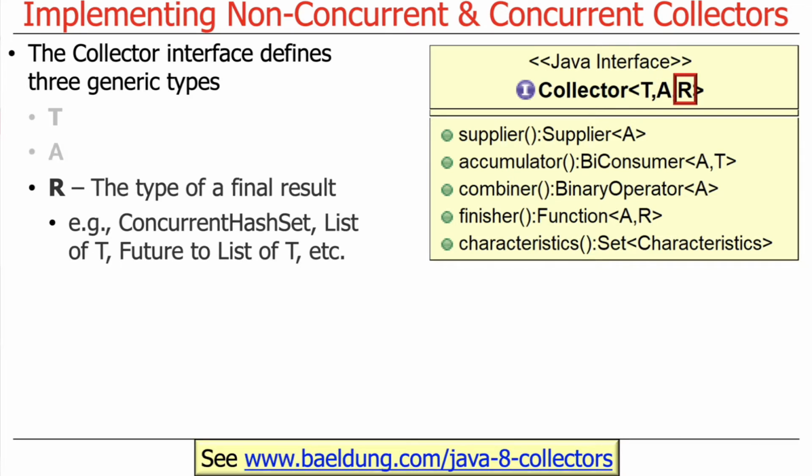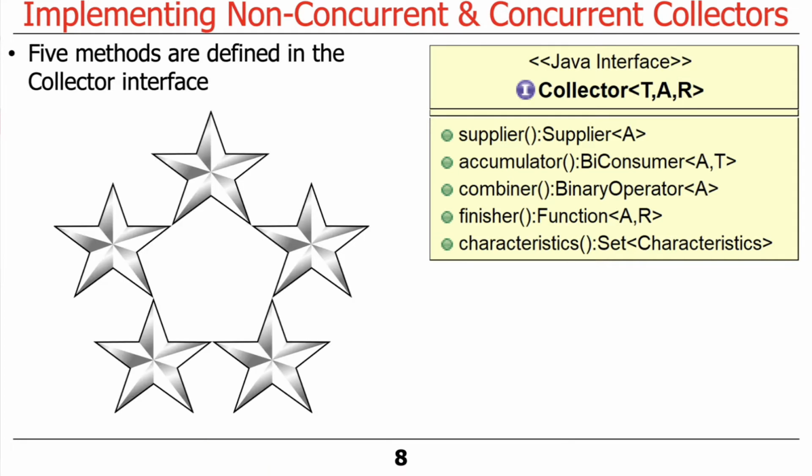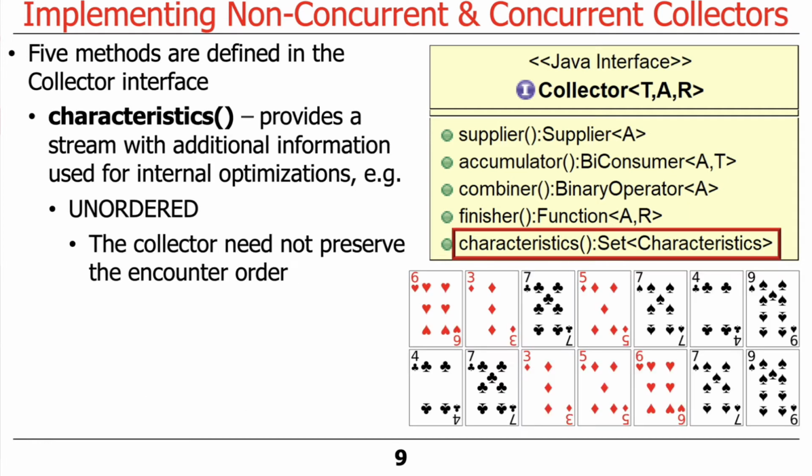And then R stands for result. That's the type of the final result that's going to come out of collecting everything up into one result, the finished result. And that again could be a list of something, or a future to a list of something, or a concurrent hash set of something, et cetera. There are five methods defined in the collector interface, and we're going to talk about each one of them briefly and then show concurrent and non-concurrent implementations.